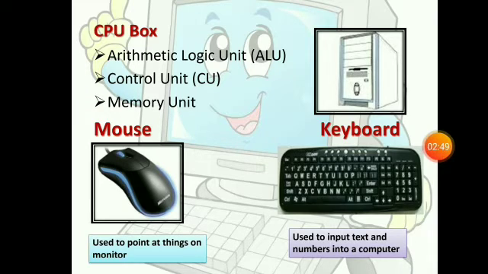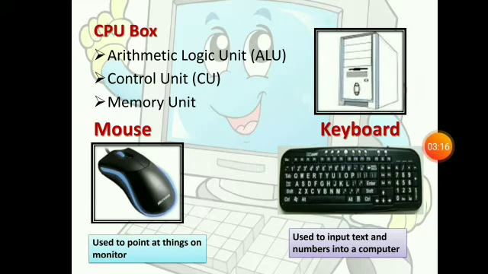Second one is Control Unit. The control unit controls the activity of the computer and also the movement of data between the ALU and the memory. Third one is Memory Unit, where all the data and instructions are stored. It is called the main memory or primary memory as it is inside the CPU.